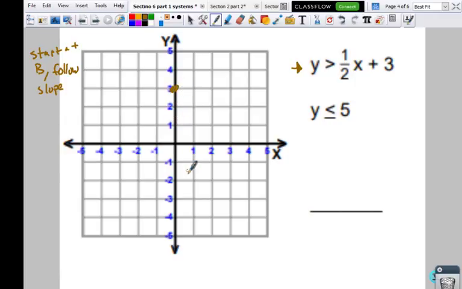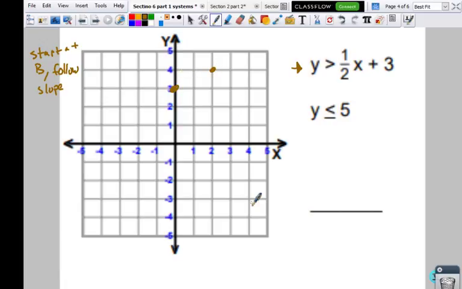What am I going to do to get to my next dot? Trayton, what am I going to do to get to my next dot? I did my first one at 3. After that, what do I have to do? Go up 1, over 2. Up 1 over 2. Okay.